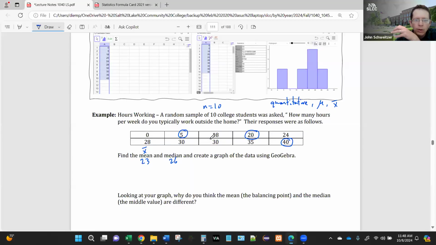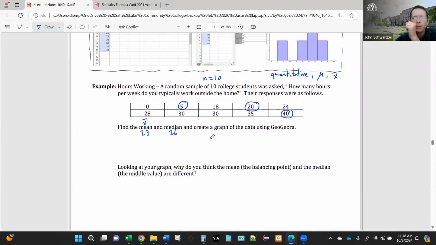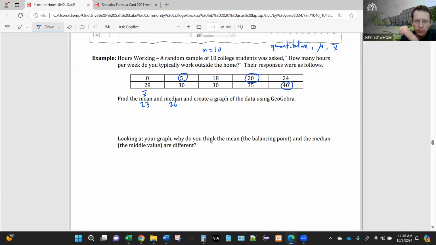Okay, so we see that it's left skewed, and the mean, which is 23, is less than the median. We know that the mean is more sensitive to outliers and to skewed values, so it makes a lot of sense that the mean would be pulled further down than the median, right?